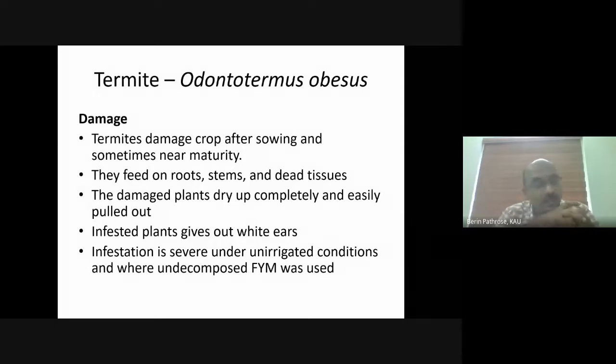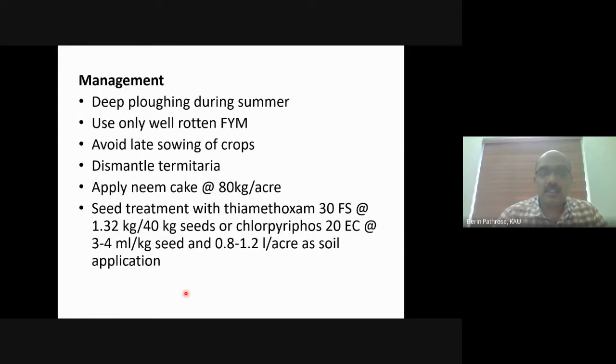So this is a pest mainly seen in the seedling stage. Sometimes it can be seen in the harvesting stage also. Once it is near maturity, it feeds on roots, stems, dead tissues, etc. As it feeds on the roots, the plant gets dried up and it can be easily pulled out and produces white ears because of the infestation of termites. And drought conditions and use of undecomposed FYM favor the multiplication of termites.